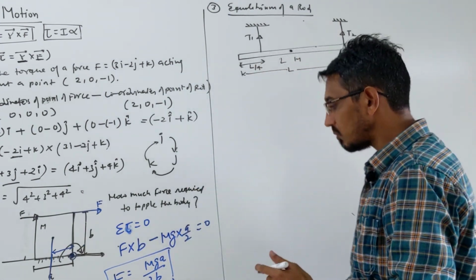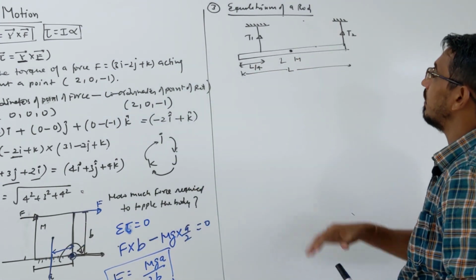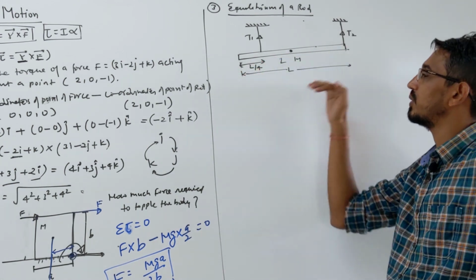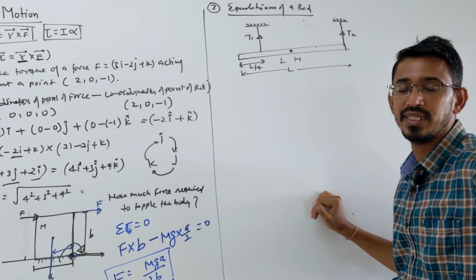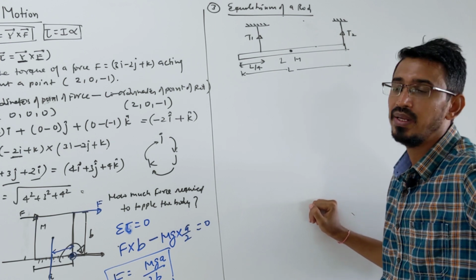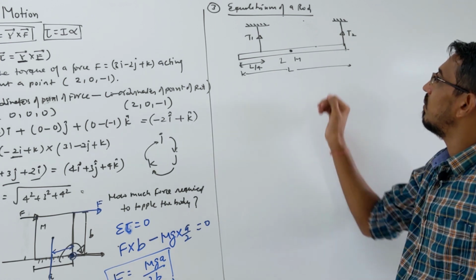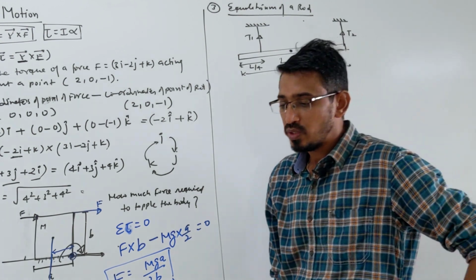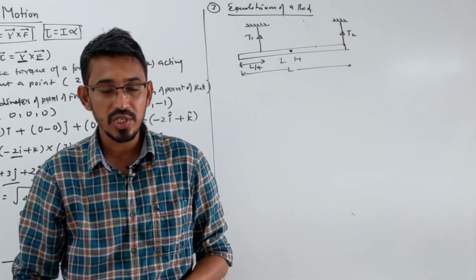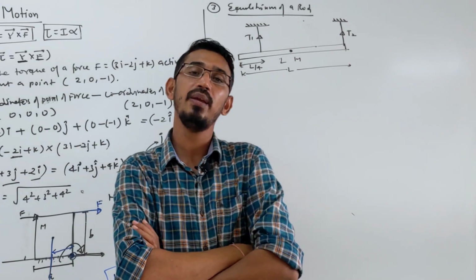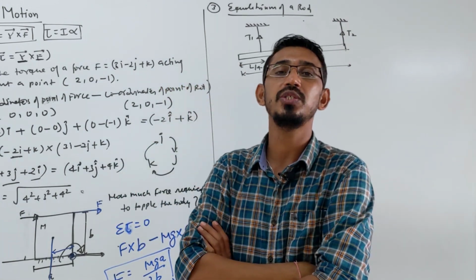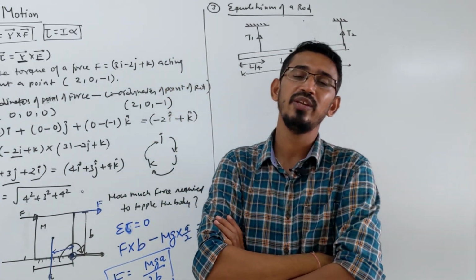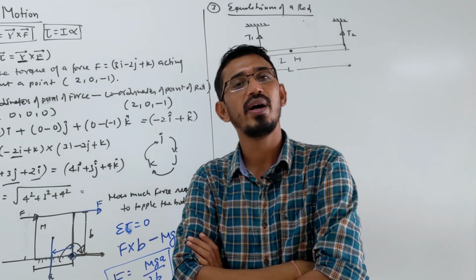So we are keeping it horizontal, which means this rod is not rotating, it is under rotational equilibrium, and we are interested in knowing the tension T1 and the tension T2 in these two strings. Because this system is under rotational equilibrium, at any point you write that the net torque should be 0.